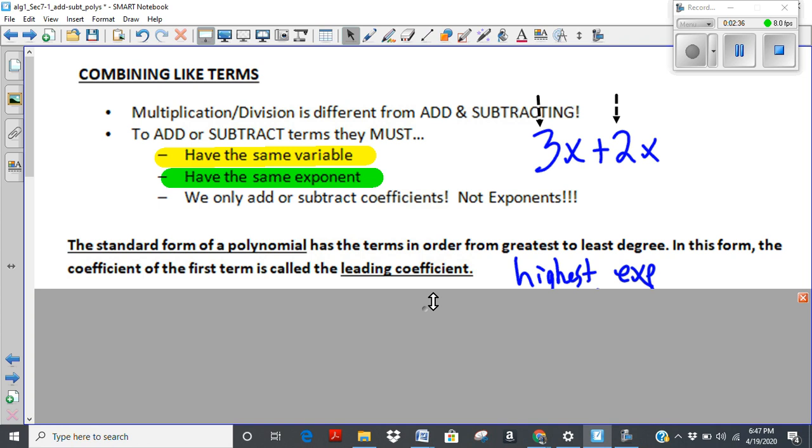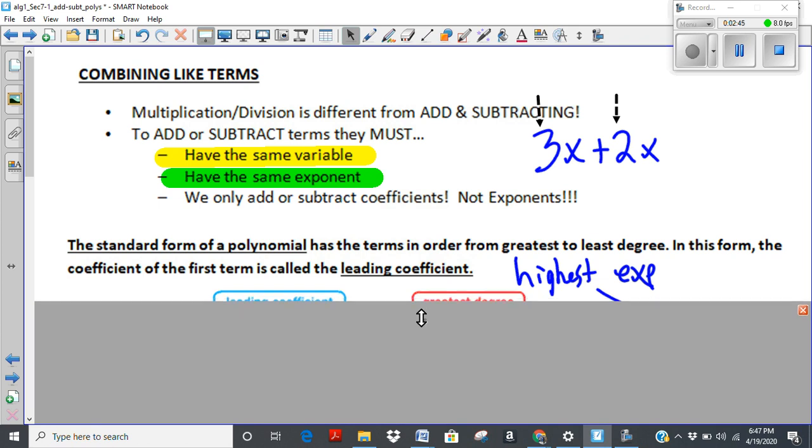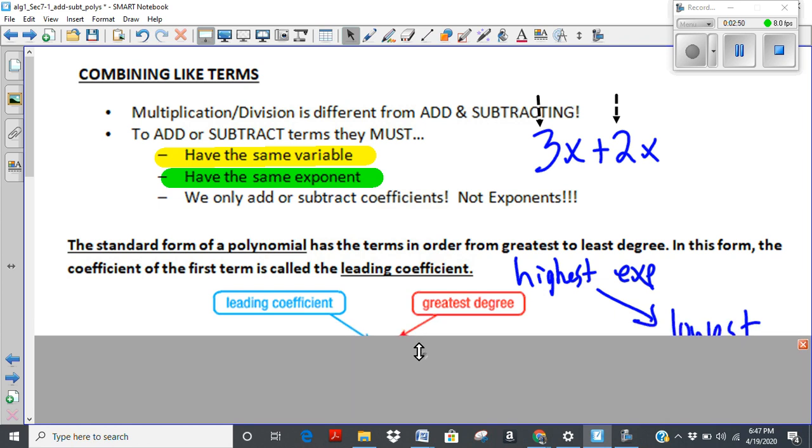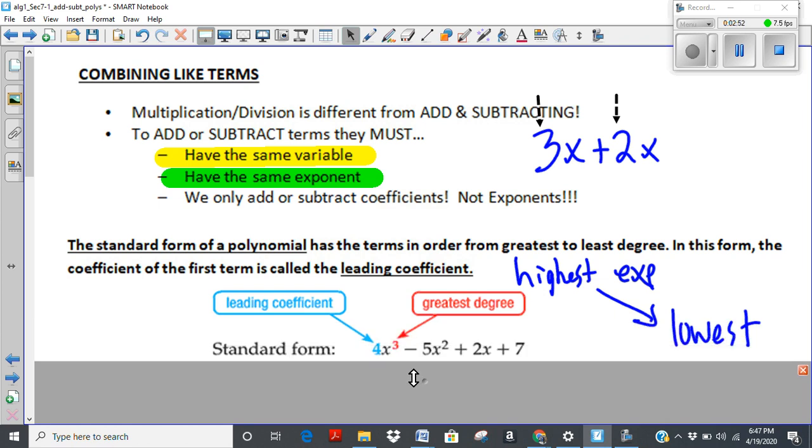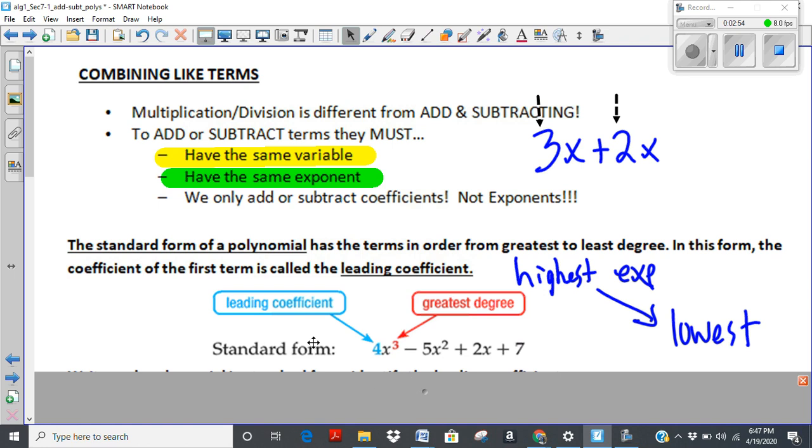So you might hear us talk about standard form. Standard form basically means this. In your answer, you want to start with the highest degree term and then go all the way down to the lowest degree. Whatever the coefficient is in front of the highest degree term, we call that the leading coefficient. So here, x cubed is my highest degree, so that goes first. And then we go to the next lowest, and the next lowest, and then the very lowest at the end. The number in front of the highest degree term is called the leading coefficient.